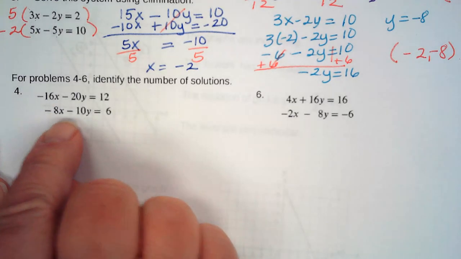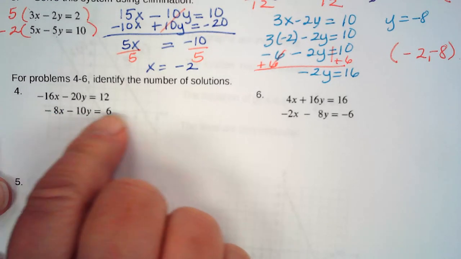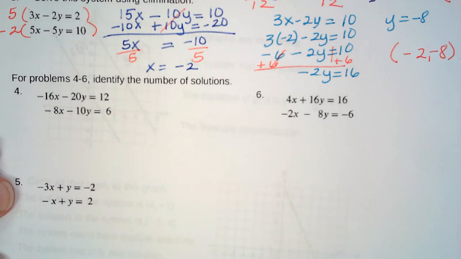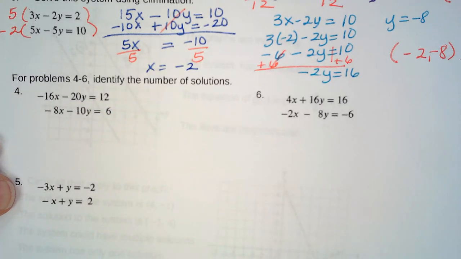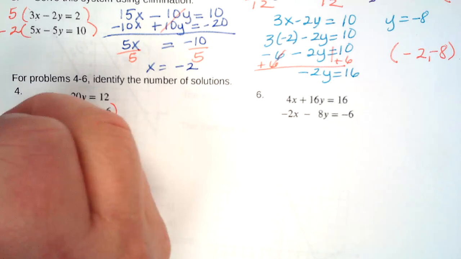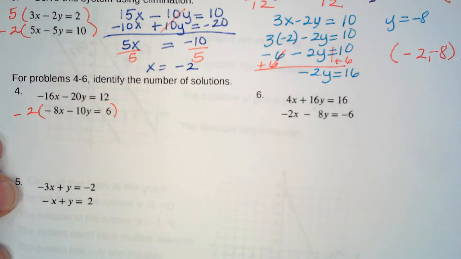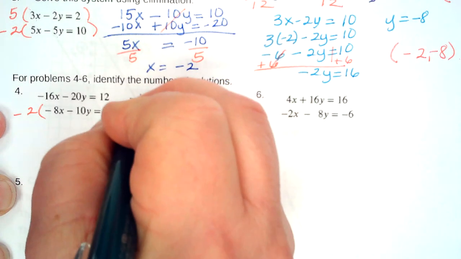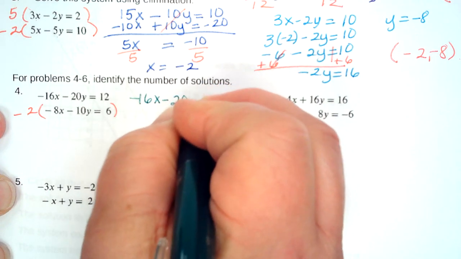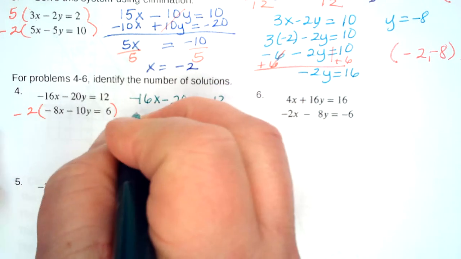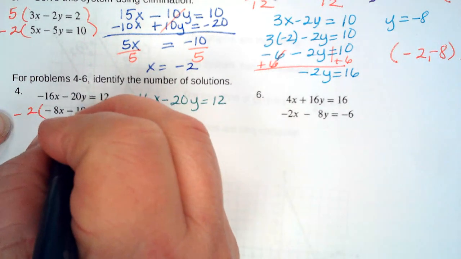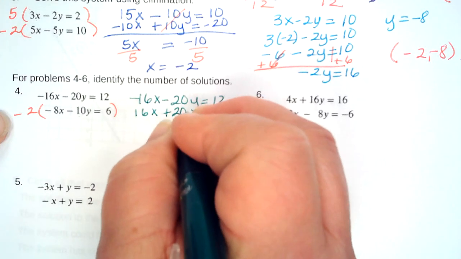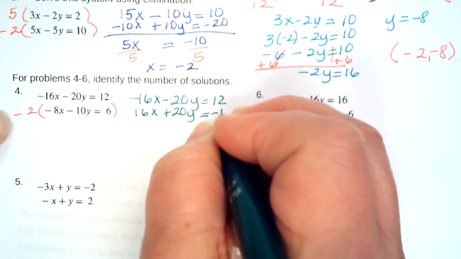If I am going to solve, I would multiply the bottom row by a -2, and then I will create opposites of the x or the y. So -16x minus 20y is equal to 12. -2 times -8 is positive 16x. -2 times -10 plus 20y is equal to -12.